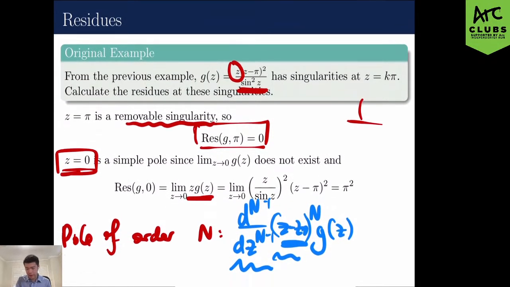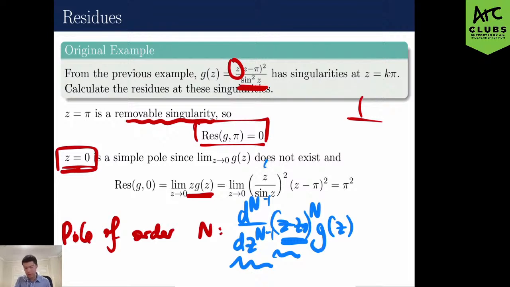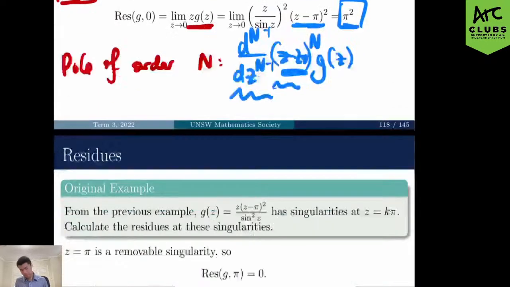And so once you've gotten that, you'll get z over sine z, which, as we talked about just then, just becomes 1. And then you've got z minus pi squared, and that ends up being, when you evaluate it at 0, just pi squared.